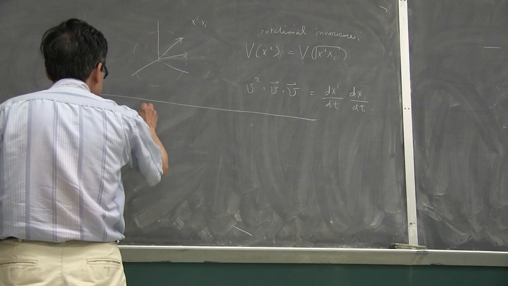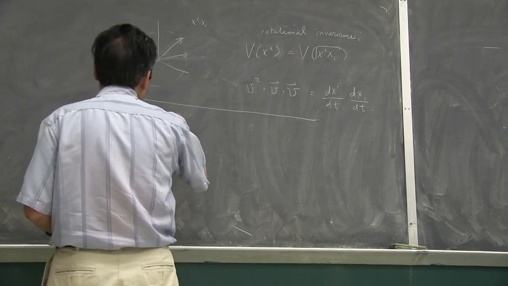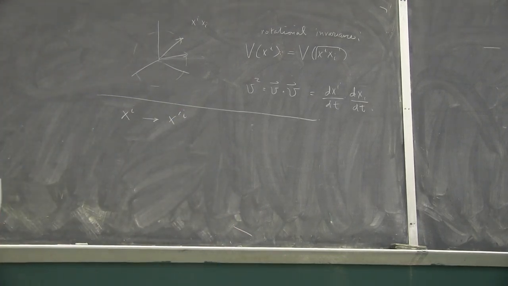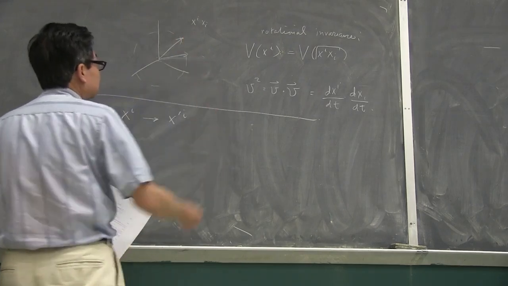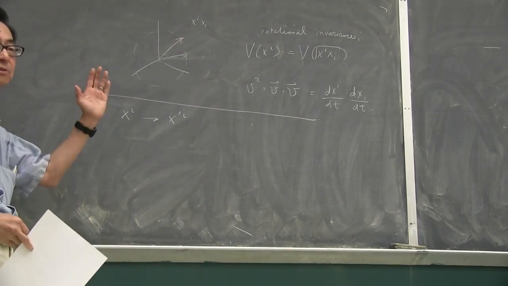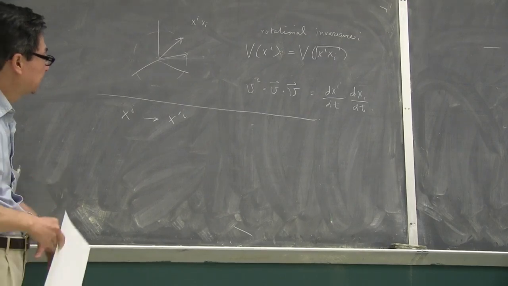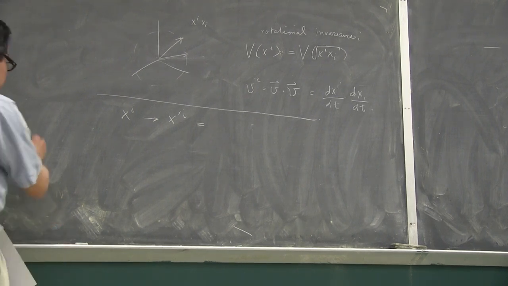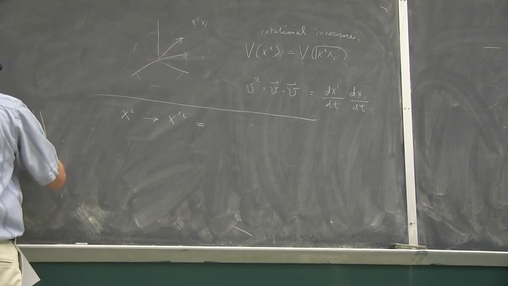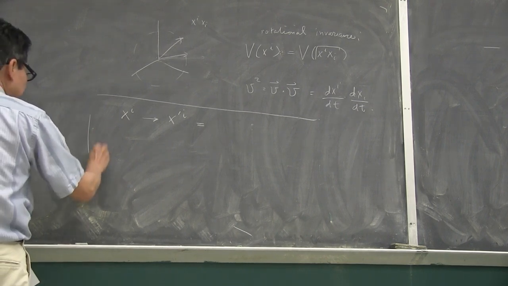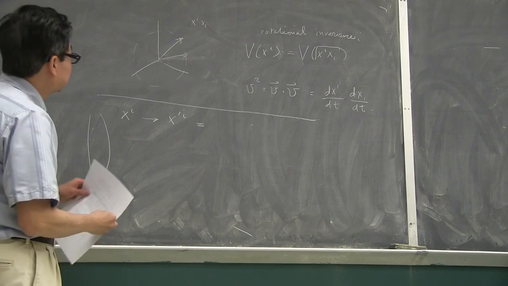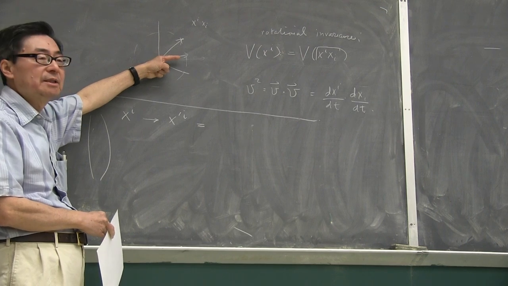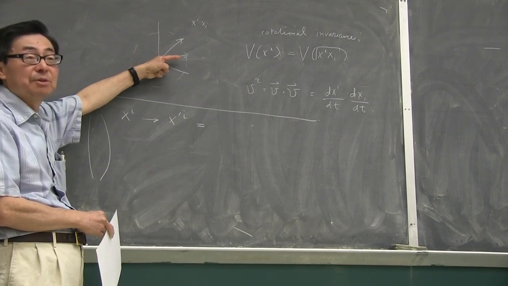Supposing I have a transformation xi going into x prime i, which is a simple rotation of a particular vector. How can I write xi prime in terms of xi? In other words, x prime 1, x prime 2, x prime 3 are the coordinates of the rotated vector. How are these related to the coordinates of the vector before the rotation?